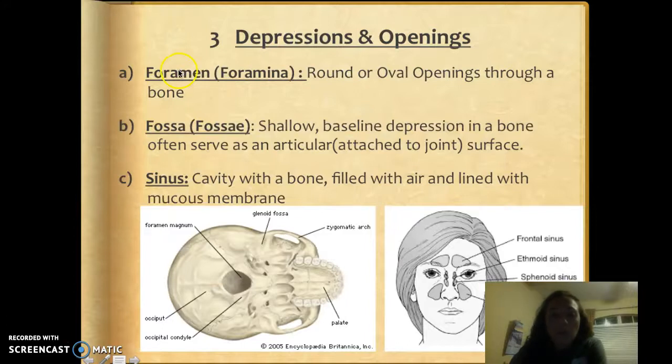So depressions and openings, you have foramen. Those are round openings. So foramens would be like right here. So this is where your spine comes in and attaches. Fossa are shallow basin-like depressions in the bone. So when you're looking, you would see like a little dent. And a sinus is filled with mucus or fluid. So here you can see, all your sinuses are in your face. Let's say you had a sinus infection, essentially the mucus here has built up due to the fact that you have some sort of infection in that region.